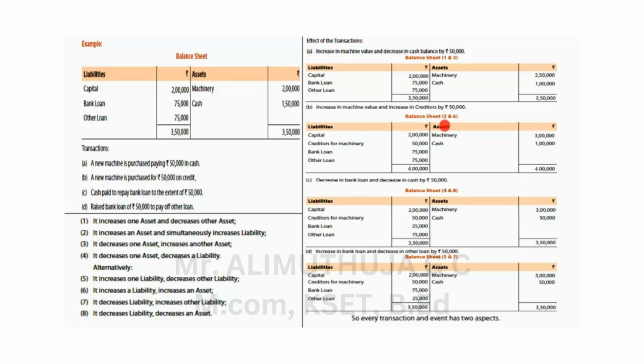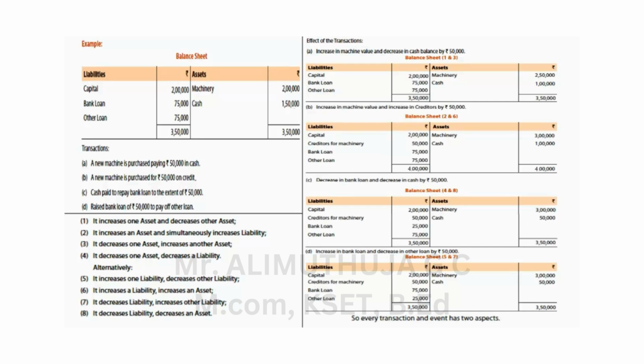That's what point 2 says. Now look at here. Point 2 says increase in an asset and simultaneously increase in liability. What is the asset increased here? Machinery. How much? 50,000 increased. Equal amount of increase in another liability. Simultaneously increases the liability. What is the liability here? Creditors for machinery. That's what I said. Increase in one asset corresponding an equal amount of increase in liability. 50,000, 50,000.